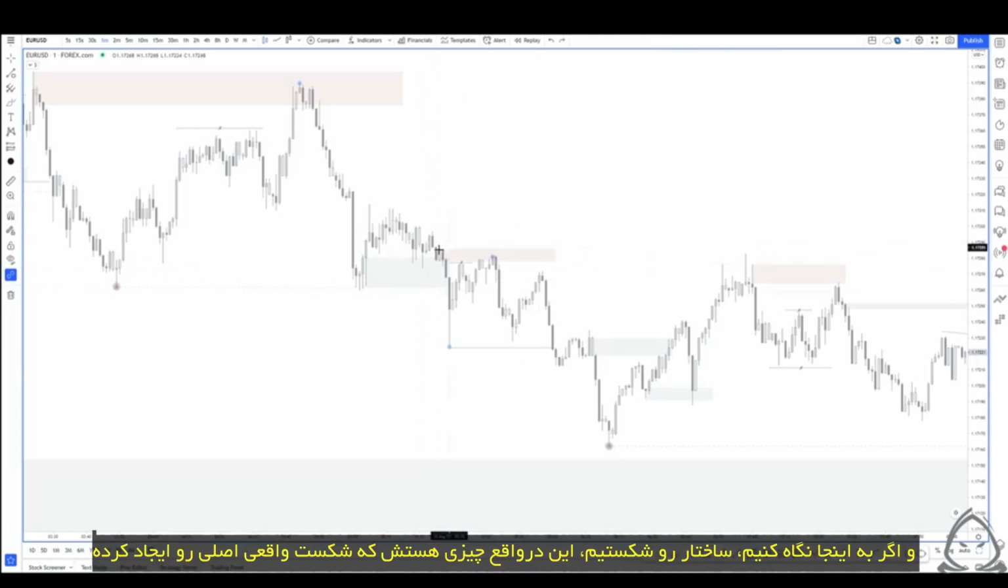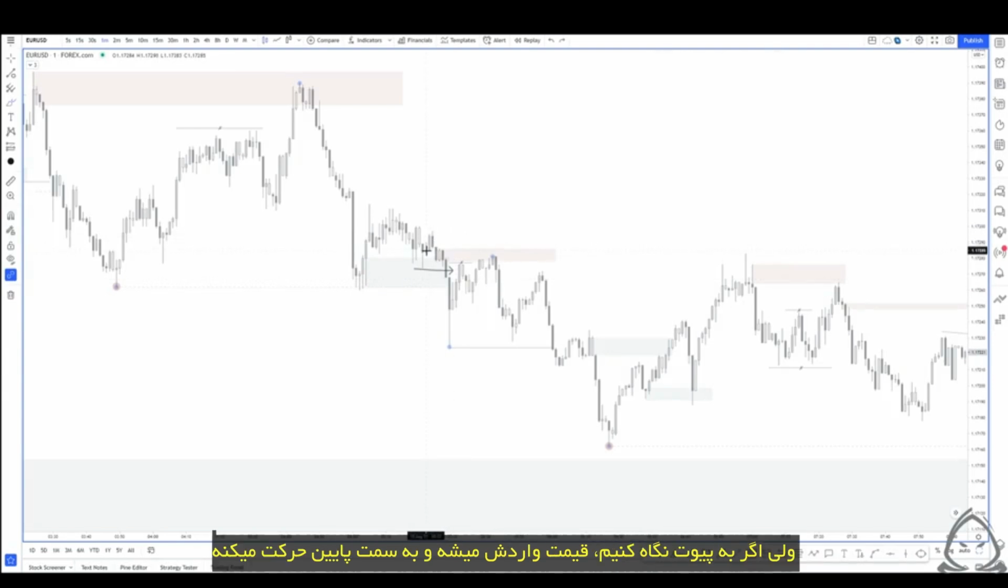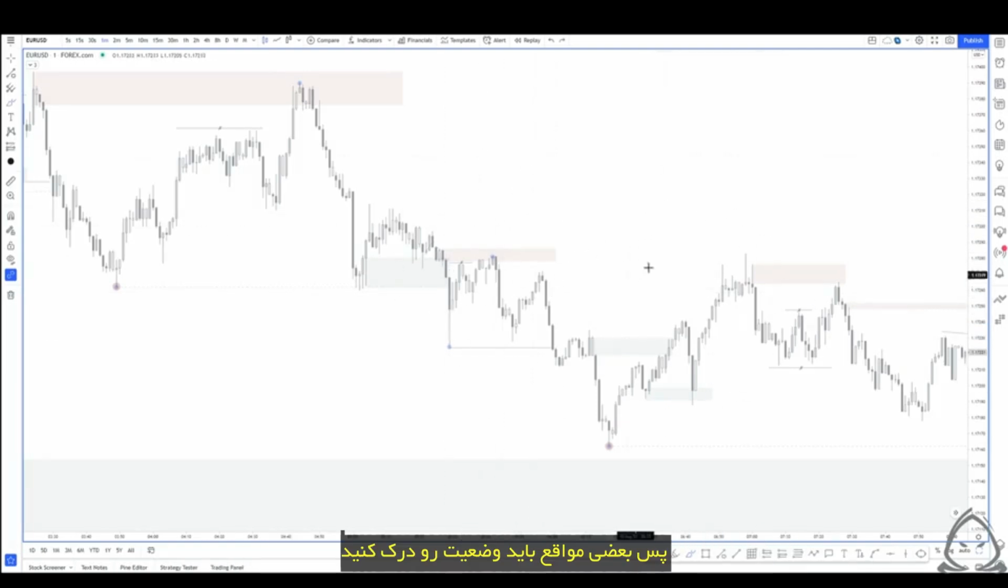And if we just look at this right here, we break structure. This is what actually created the extreme break of structure. And if we just draw it from right here, we're just above it. But if we look at the pivot, price taps into that and then continues moving to the downside. So sometimes you have to read in between the lines. You're never going to get it perfect, but this is when stop loss placement becomes so key.